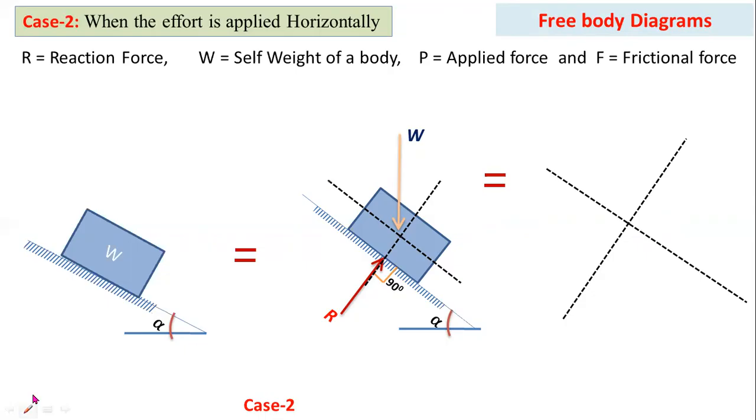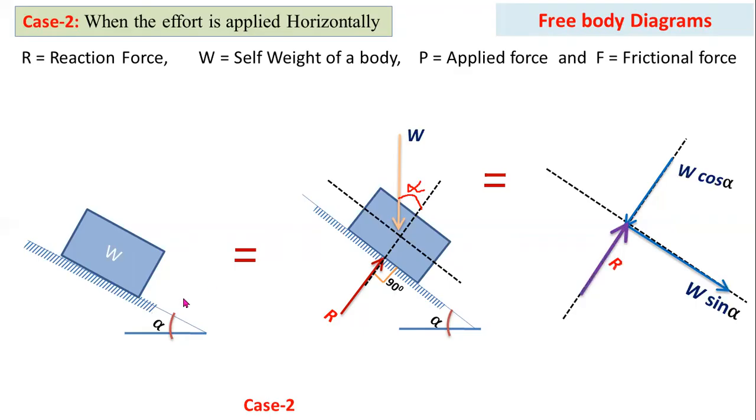This self weight always makes an angle alpha with respect to the vertical axis. So for W, this one is the adjacent side, so you have to consider cos alpha. This one is the opposite side, so you have to consider sin alpha. So W cos alpha is the normal component and W sin alpha is the parallel component. So here you can observe I converted this vertical force into two components, W cos alpha and W sin alpha. After that you have to consider this reaction force as it is.